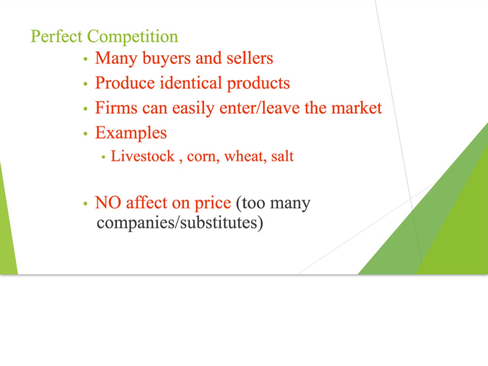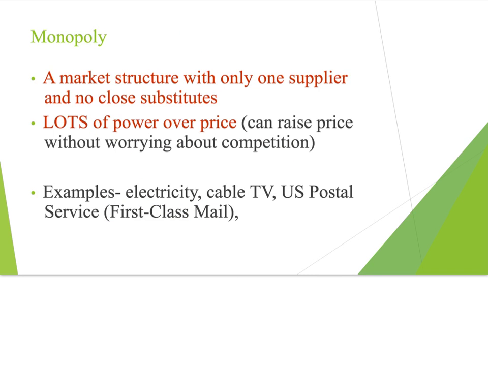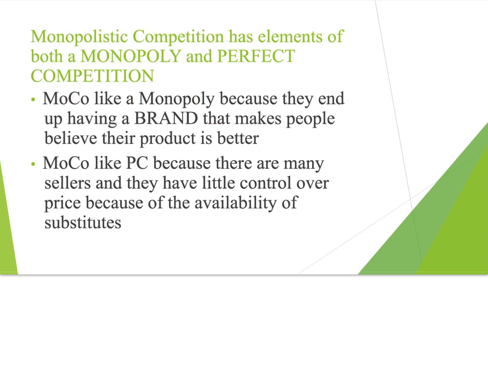And so with perfect competition, firms have no effect on the price because there's too many companies and too many perfect substitutes to have any control over price. On the far end or other end of the spectrum, we have monopolies, which is a market structure with only one supplier and no close substitutes. They have lots of power over price, so can raise price without worrying about competition. Examples would be things like electricity, cable TV, U.S. Postal Service, first-class mail, all being monopolies for various reasons.